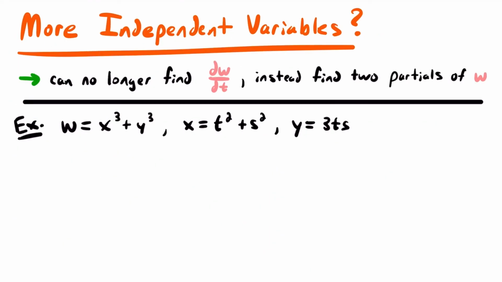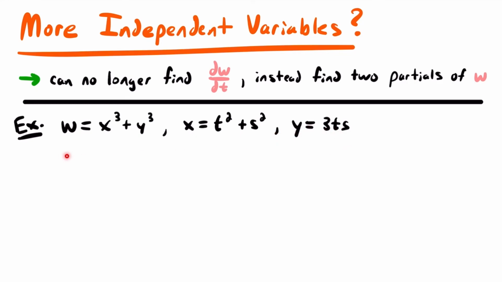Well, if there are more independent variables, you can no longer find a regular derivative dw dt. Instead, you will be finding two partial derivatives of w, okay, because there are more than one independent variable. So for example, here we have w is equal to x cubed plus y cubed, where x is equal to t squared plus s squared, and y is equal to 3ts.